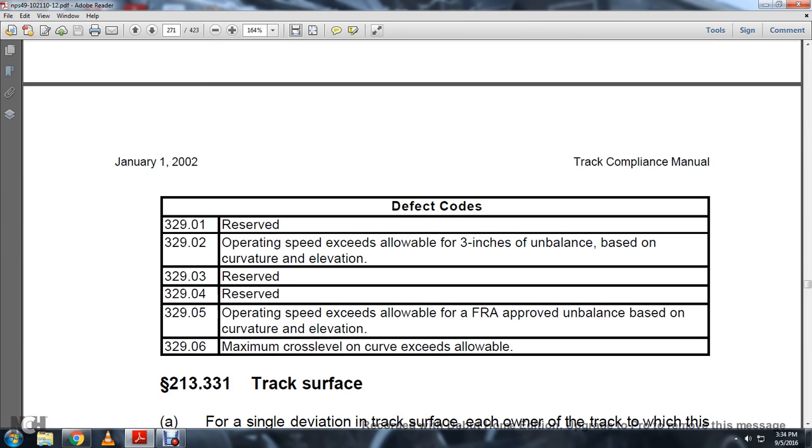The defect codes: 329.01, reserve 329.02. The operating speed exceeds the allowable 3-inch unbalance based on the curvature and elevation, 329.03 and 04. Reserve 329.05. Operating speed exceeds the allowable FRA approved unbalance based on the curvature and elevation, 329.06. Maximum cross level of the curve exceeds allowable.